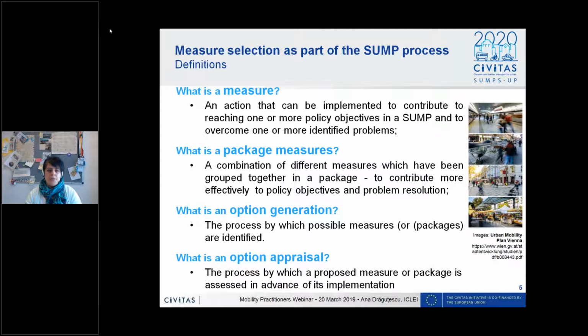And we can use the help of option generators and go through the process of option generation, because we have to somehow obtain these measures. The process by which possible measures are identified is the process of option generation. And we also have to go through an option appraisal, the process by which a proposed measure or package is assessed in advance of its implementation.